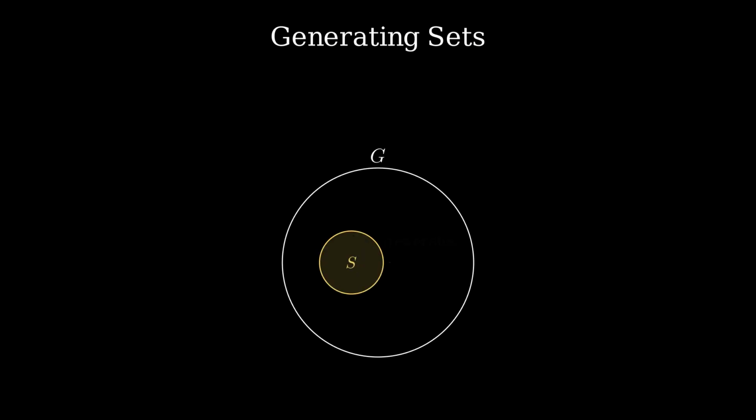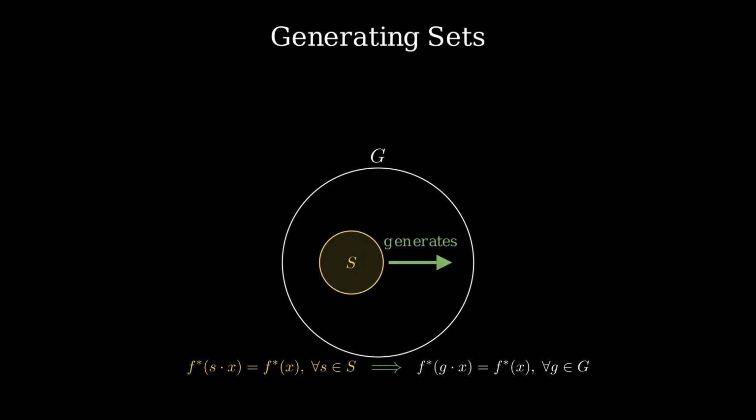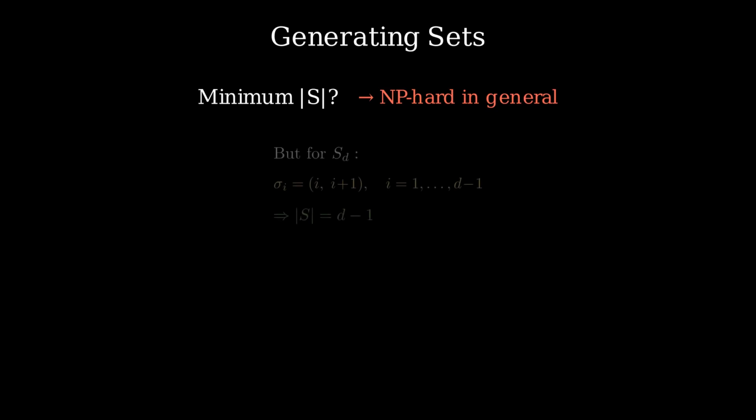This has a powerful implication: if a function f star is invariant under every element of S, then it is automatically invariant under the entire group G. So instead of checking invariance over all of G, we only need to enforce it on the much smaller set S. But here is the catch: finding a minimum size generating set is NP hard in general. However, for S_D, adjacent transpositions give us a generating set of size only D-1.